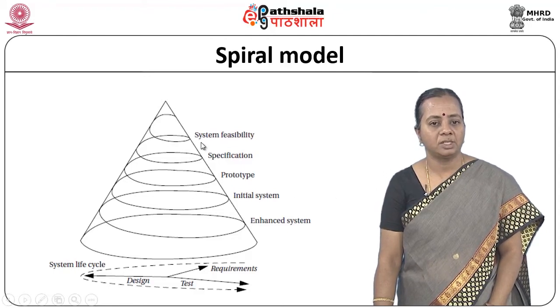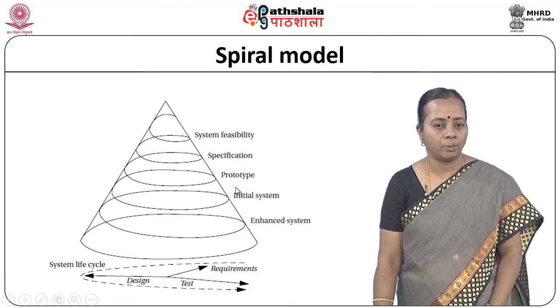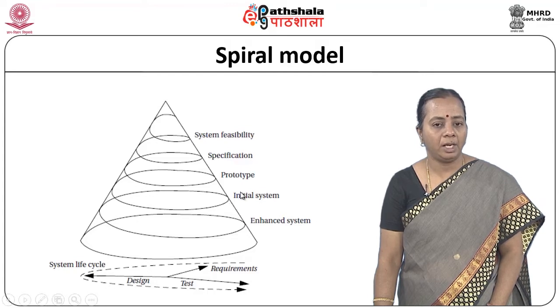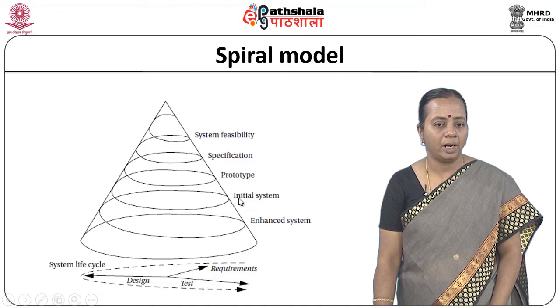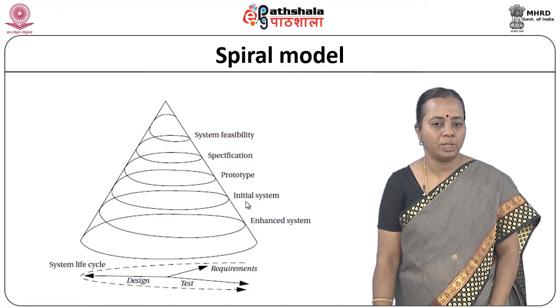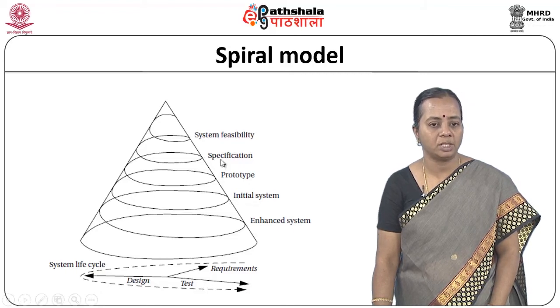So it starts with system feasibility. First they will be looking at the system feasibility, then they will go ahead with the specification, then they will go ahead with the prototype. A small model is first built, then an initial system is made. From there we will find out if there is any problem, and it is rectified again and again. So it goes in a spiral bound.